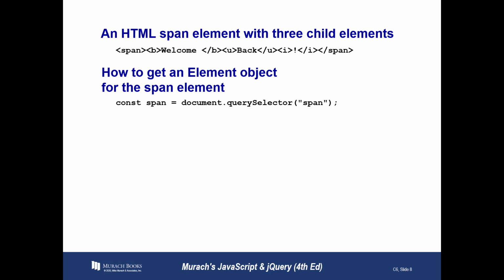An HTML span element with 3 children. What are the 3 children? Well, there are actually 3: one here within the B tag, one here within the U tag, and one here within the I tag. And it says there how to get an element object for the span element. Well, they're showing you how you get that right there.